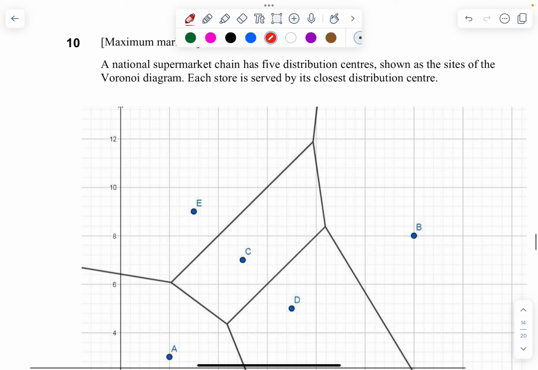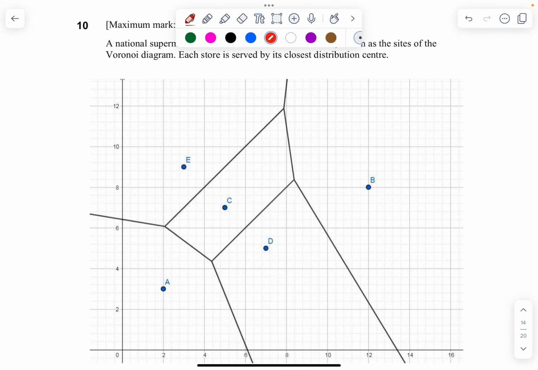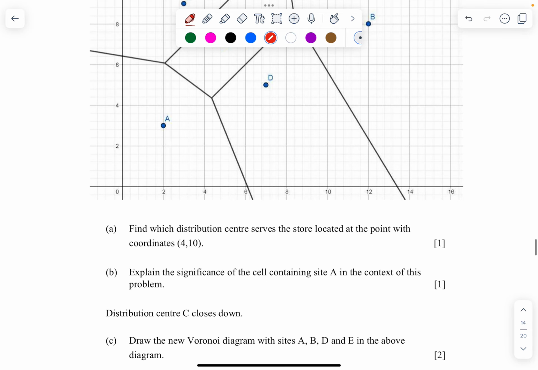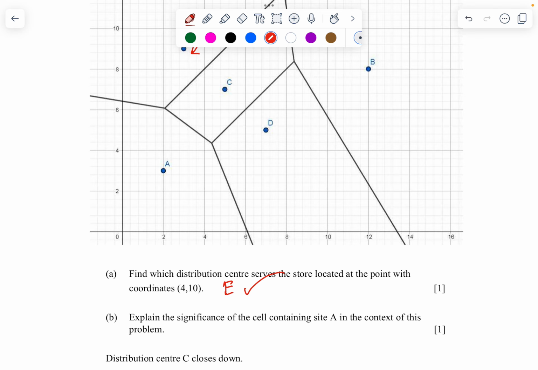Question number 10. A national supermarket chain has 5 distribution centers. Each store is served by the closest distribution center. Find the distribution center that serves the store located at (4, 10). Where is (4, 10)? It is over here. Which is closest to it? E is closest to it. So the answer is E.